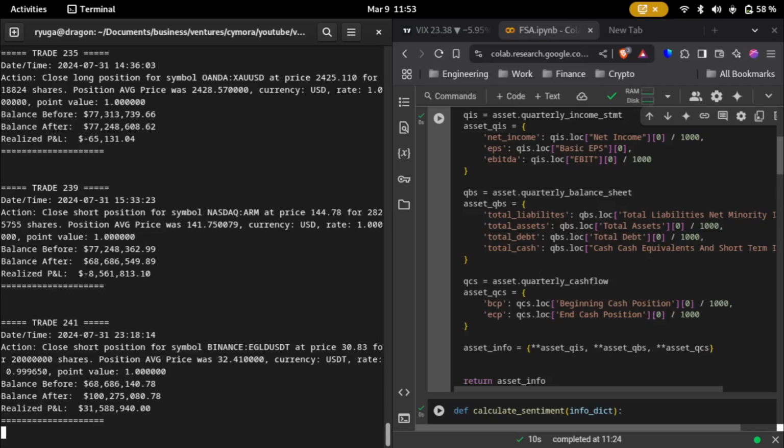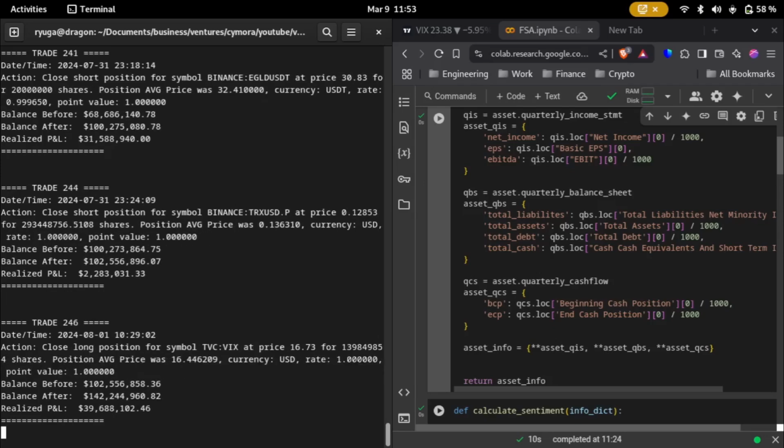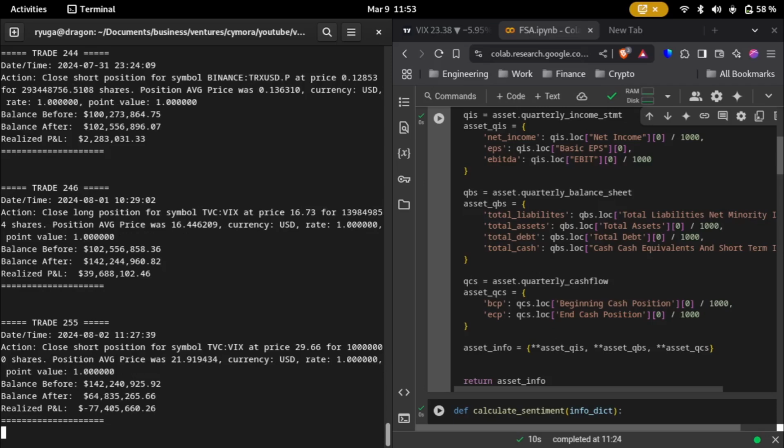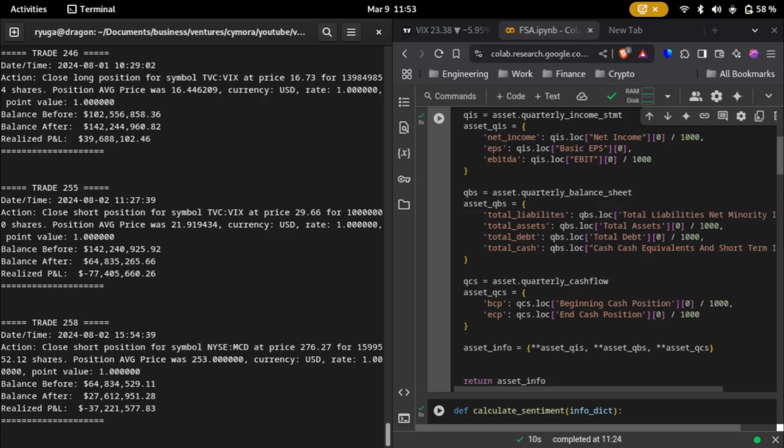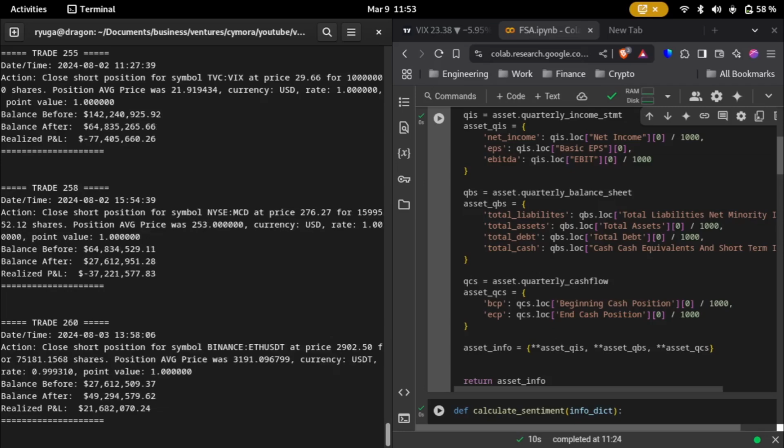Now, this next trade is another cryptocurrency trade. A lot of profit there. Now you start to see me make money on volatility trades. I start to lose money on volatility trades. Essentially, I closed a short position against McDonald's because of their earnings, and I was wrong. I lost $37 million on that trade.